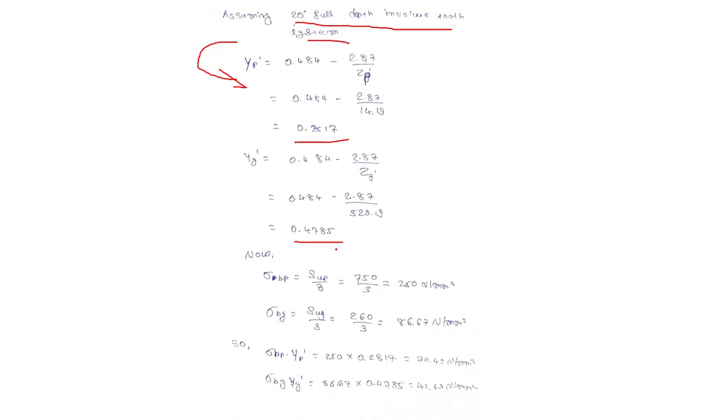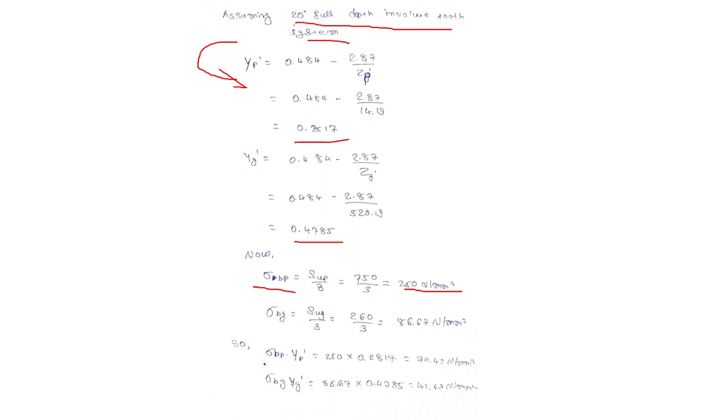Now the bending stress is also not given. The equation for bending stress is ultimate tensile strength upon 3. So sigma bp is SUT upon 3, that is 750 upon 3, so the answer is 250 Newton per mm square. Sigma bg is SUT upon 3. The ultimate tensile strength of gear is given as 260, so 260 upon 3 is 86.867 Newton per mm square.